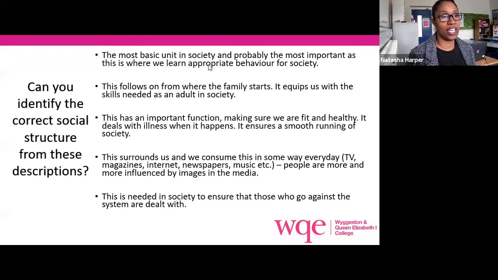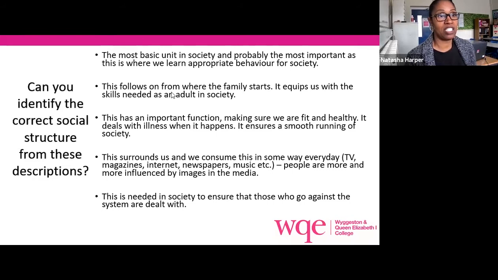So this first one then, we've got here that it is the most basic unit in society, probably the most important, and it's where we learn appropriate behavior for society. So it's the very first institution that any of us come across. It's where we learn things like respect for others, morals, our manners, etc. We learn to talk here. We learn how to eat with utensils, etc. So this would be, I'm hoping that you've guessed it, the family, okay?